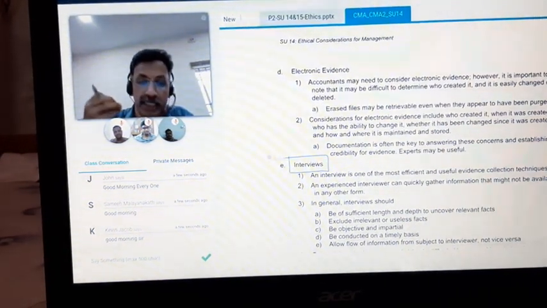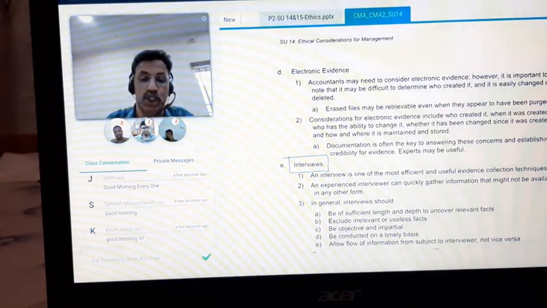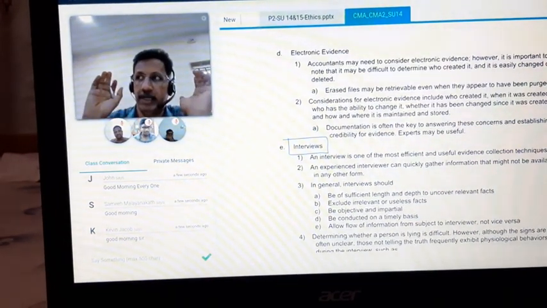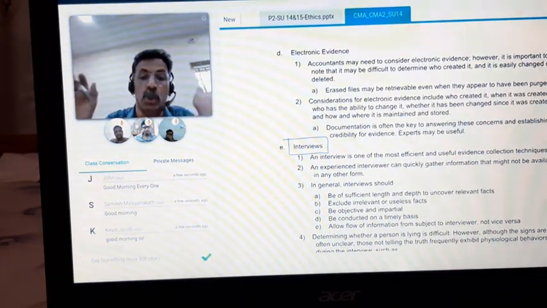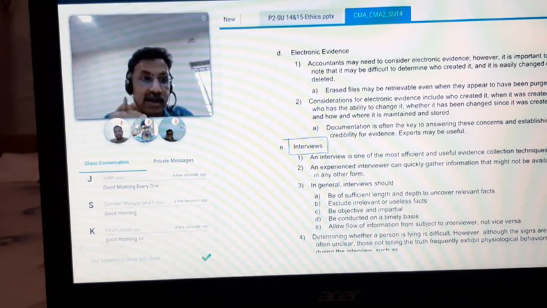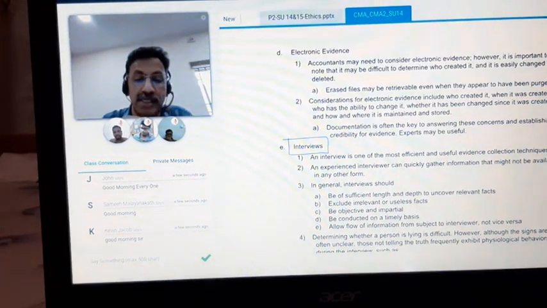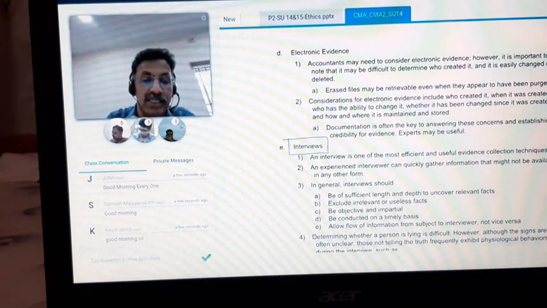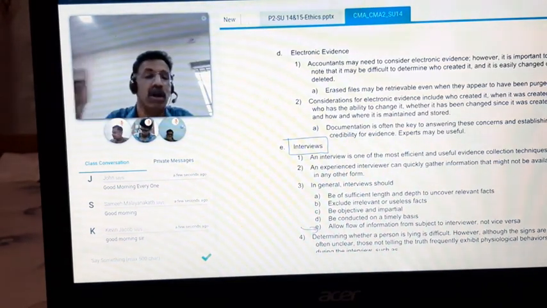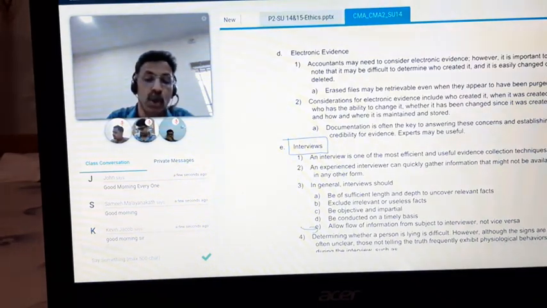So the interviews should have sufficient length and depth to uncover relevant facts, and you should really have a good way to exclude irrelevant or useless facts. It should be objective and impartial, right? Then it should be conducted on a timely basis. More importantly, as I told you, it should allow flow of information from the subject to the interviewer, not from the interviewer to the subject.